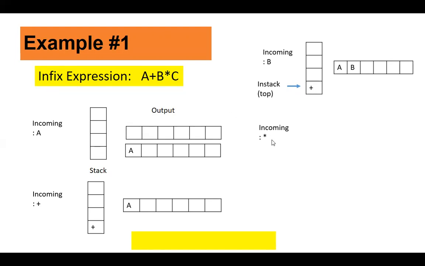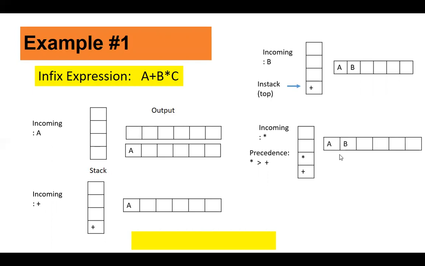Now the next incoming is a multiplication. Now you have two operators, so you need to check the precedence. If you look at the previous lecture slides, the precedence of multiplication is more than addition. So star has greater precedence as compared to addition. So as per the rules, a higher precedence operator can reside over a lower precedence operator. So we'll just push the star operator onto the stack. Output remains unchanged.